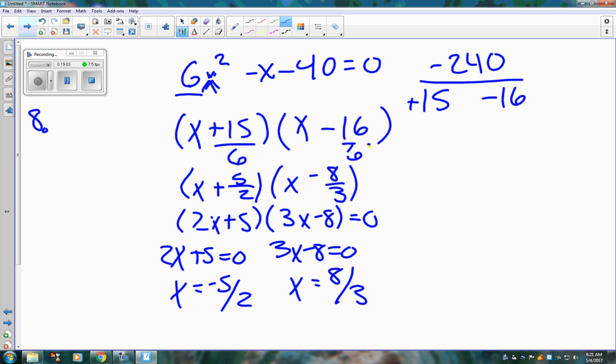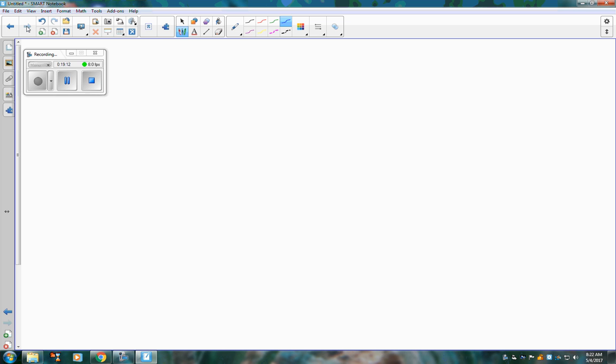So what's the answer to number 8? D. Alright, number 9. What are the solutions of the equation? X squared minus 5x equals 14. What do I have to do? Move 14 to the other side.